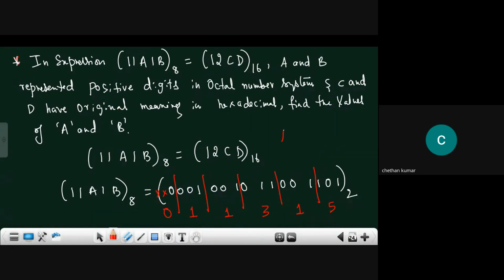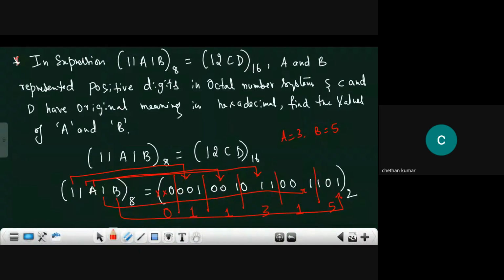A is equal to 3. B is equal to 5. Have you understood? So this is mapping to 1, this is mapping to 1, A is mapping to 3, this is nothing but 1, and 101 is nothing but 5. Now A is equal to 3, B is equal to 5. Did you understand how to solve this problem?